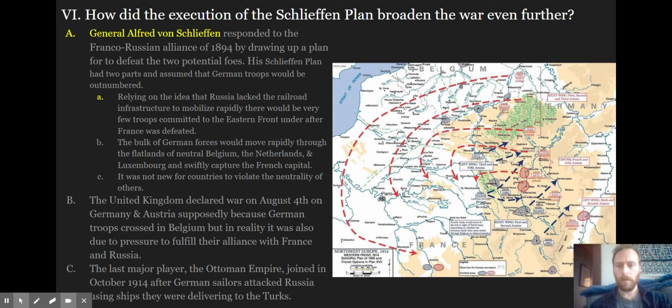Last player in the war, the Ottoman Empire, joins in October 1914 in this really, really weird incident where the Germans are delivering them battleships, the Ottomans, and German sailors are piloting these battleships. They sail past Constantinople, Istanbul, go attack a couple Russian cities on the Black Sea, and the Ottomans declare war because the Germans borrowed their ships and effectively made them do so. It's very, very strange. It's one of those incidents I'd like to do more research on. And that is that.